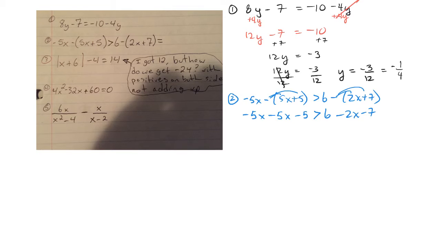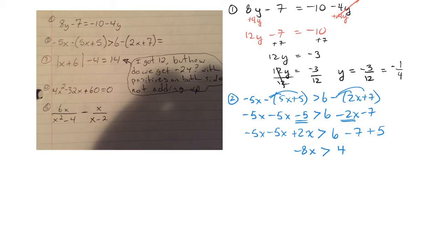Now let's get all the x's together. So I have minus 5x minus 5x. Then if I bring this to the other side, it'll become positive 2x. And then on the right side, I have a 6 and a negative 7. If I bring this negative 5 over, it becomes positive 5. Okay? On the left side, that'll be negative 10 plus 2 will be a negative 8x. Greater than 6 minus 7 is negative 1 plus 5 is 4.